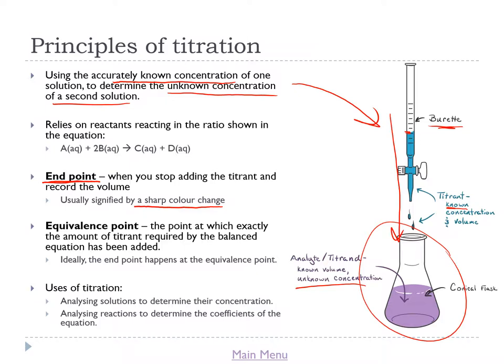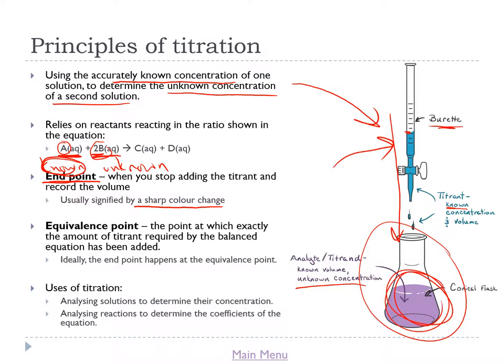Now this works on the basis that our reactants react in a given ratio. So for example, in the equation below, it might be that A is our known that is in the burette, and it might be that B is our unknown that is in the conical flask. Now, if we know the concentration and the volume of our known substance, and we work that out from the titration, then that tells us the number of moles of A that we've added. And because they react in a given ratio, we can then work out the number of moles of B that we must have had. And we can use that to determine the concentration of our unknown substance.